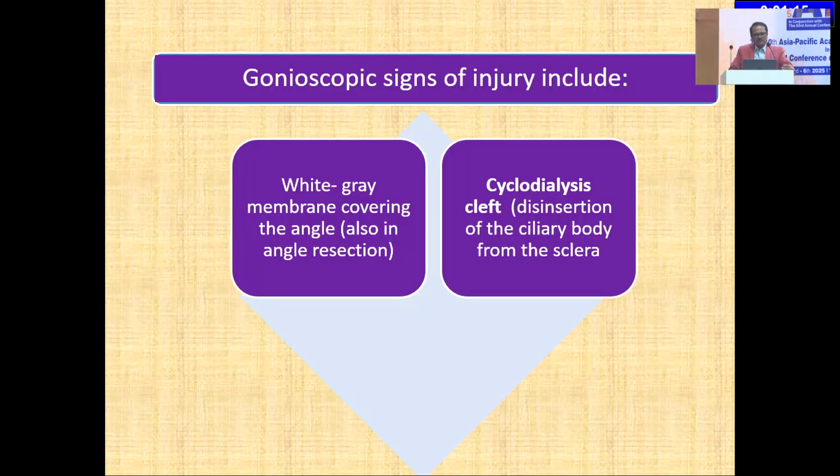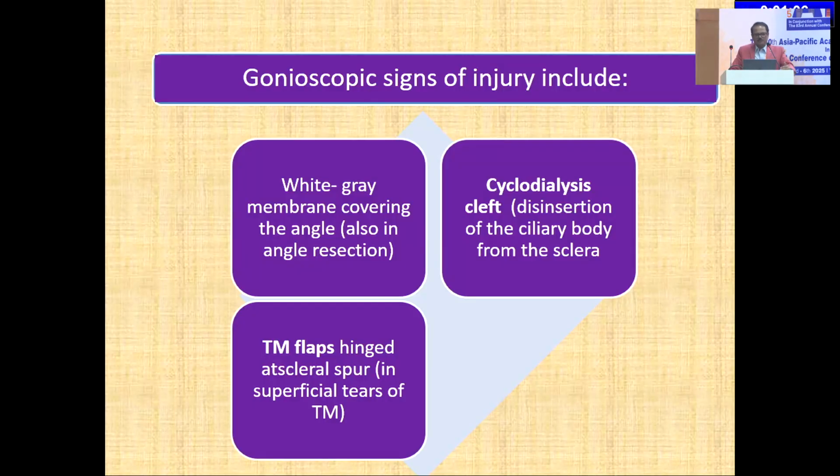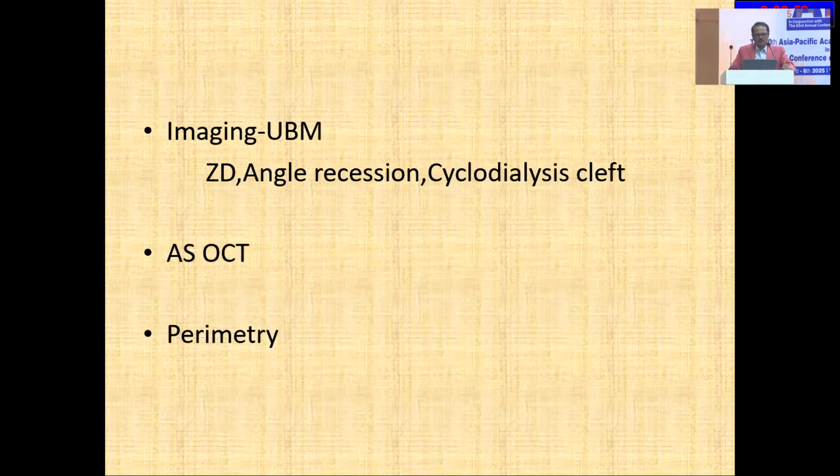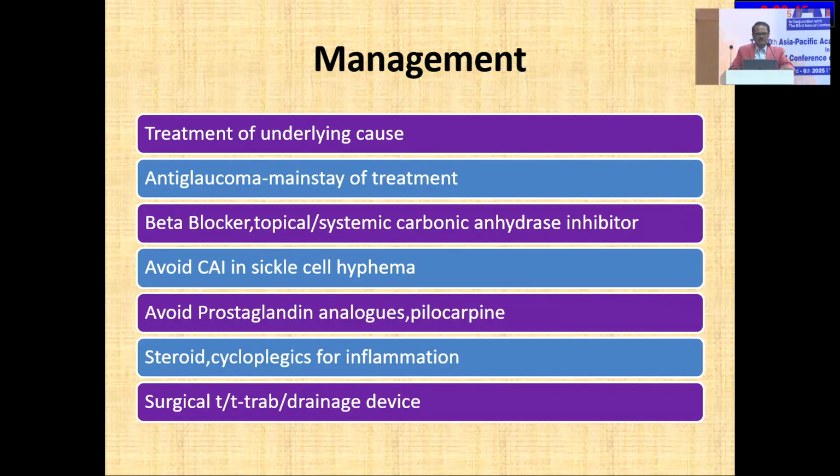The gonioscopic signs of injury are a white-gray membrane covering the angle, and cyclodialysis cleft. Initially there is low pressure here, but later on, if it heals, it can cause a rise in intraocular pressure. A trabecular meshwork flap hinge can be seen at the scleral spur, and torn iris processes with blood in the angle can also be seen. Other investigations are imaging by UBM to see zonular dehiscence, angle recession and cyclodialysis cleft, anterior segment OCT, and perimetry, of course, to see the magnitude of the damage.